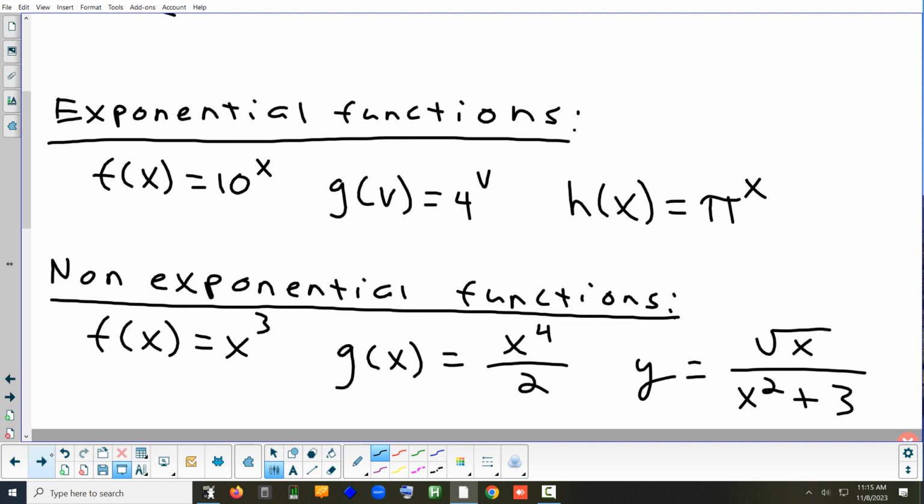What's this first one? X cubed. And what kind of thing is it? Well, it's a monomial because it's a single term, but that's a cubic polynomial. Cubic polynomials are not exponential. Specifically, it's a cubic polynomial with 1 term. This is a quartic polynomial. You could really think of it like this if you wanted. It's 1/2 x to the 4th. And the last one, that's kind of a combination of a rational and radical function, but it's definitely not exponential.